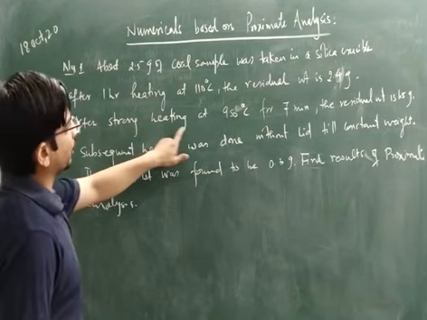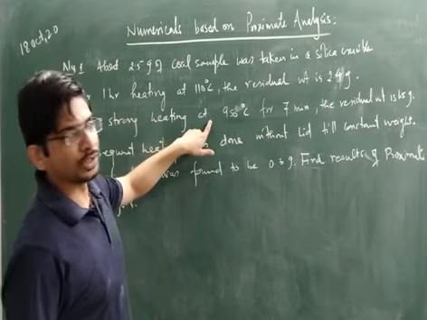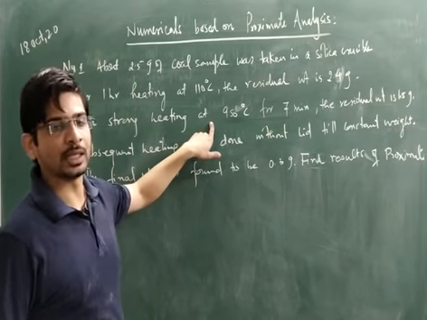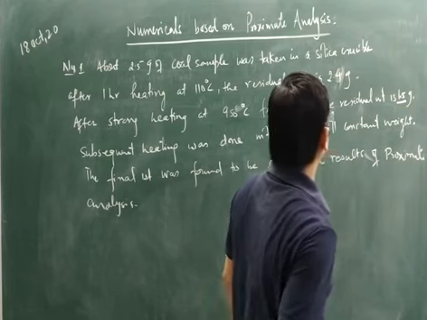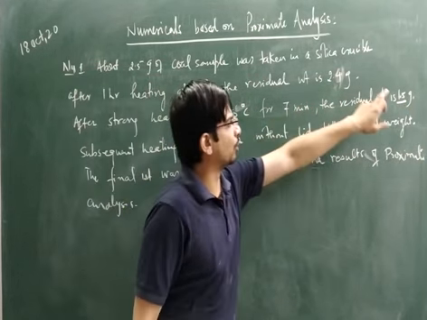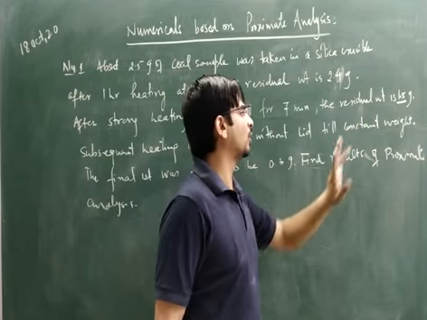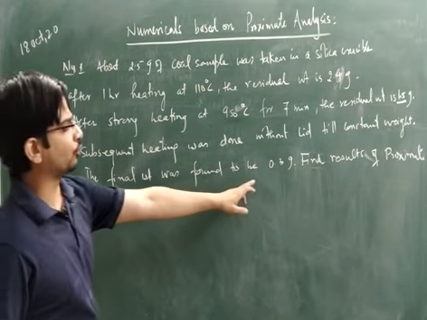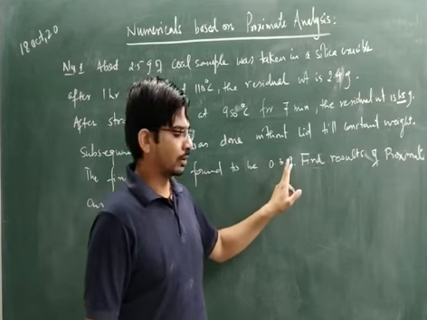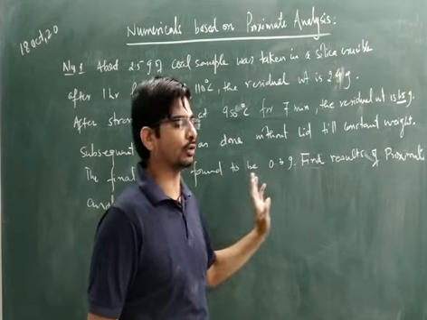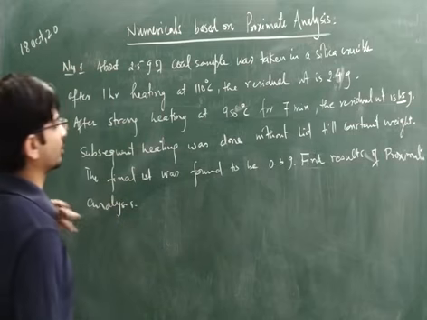Then after strong heating at 950 degrees Celsius for 7 minutes, you do this particularly for determining the volatile content. Now the residual weight became 1.5. That means 2.4 to 1.5. Subsequent heating was done without lid till the constant weight. The final weight was found to be 0.3 gram, and that is the weight of your ash. That is the final weight of the crucible. And find out the results of the proximate analysis.